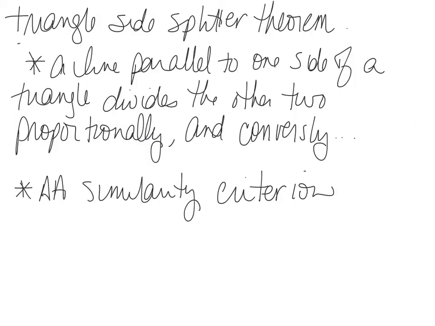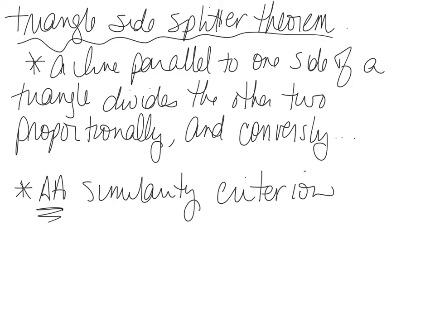All right, a little bit of discussion. The triangle side splitter theorem. The curriculum says that this is the most important result of this whole module. Okay, we're only in lesson 4 of the module, and it says it's the most important result of the whole module. Basically, a line parallel to one side of a triangle divides the other two proportionally and conversely. We're going to use the triangle side splitter theorem over and over many times in the next few lessons to understand dilations and similarity. Okay, similarity is something we're just getting into.